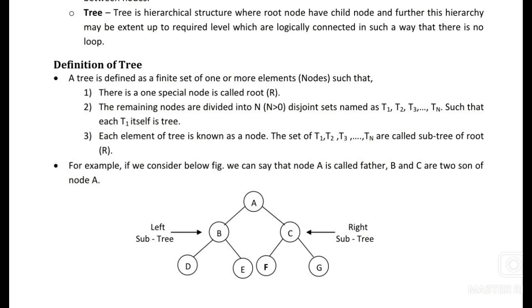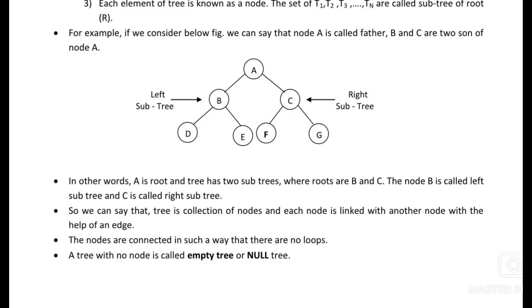So here, if we consider this figure, we can say that node A is called a father. It means super class, father class, as well as root class or base class. And here B and C are the two sons of node A. So B and C are sons of this parent A. એટલે કે A ના બે બાળક છે B and C. A is a parent and B and C are children of A. So this is our example of a tree.